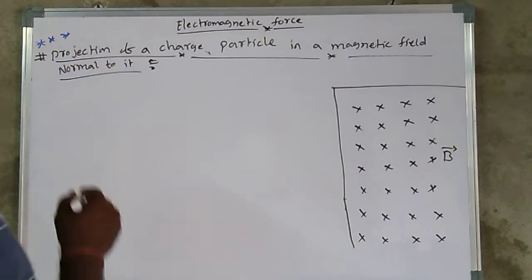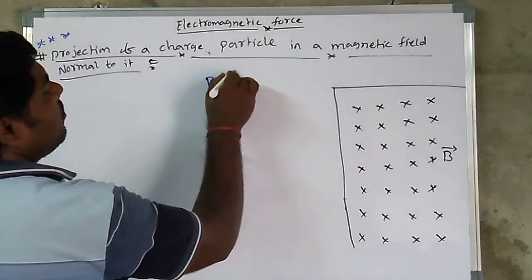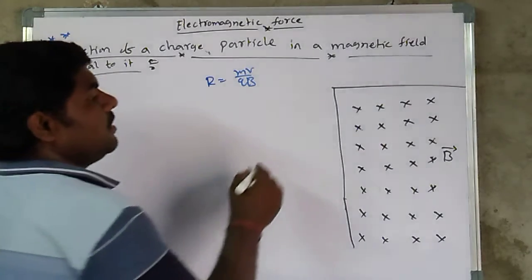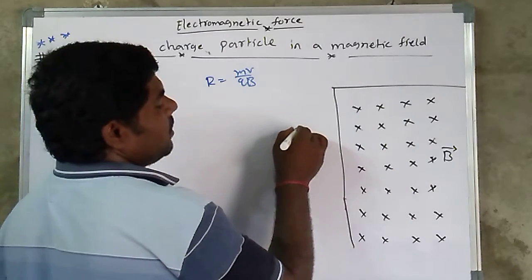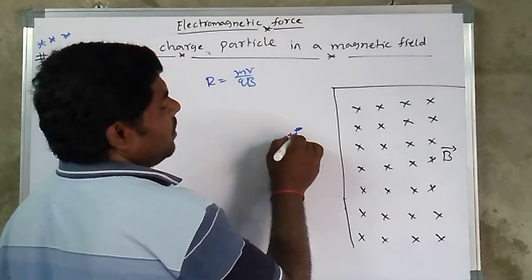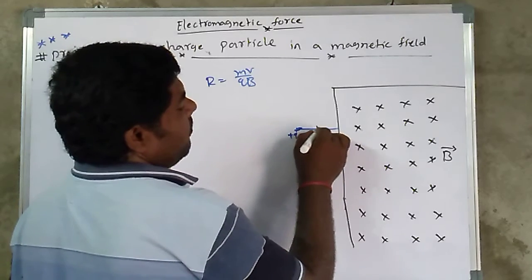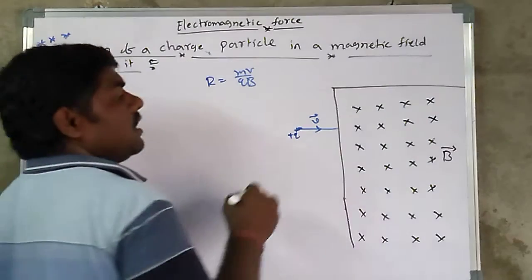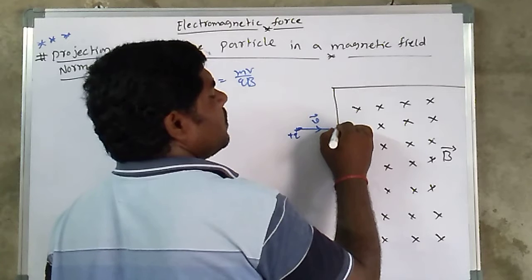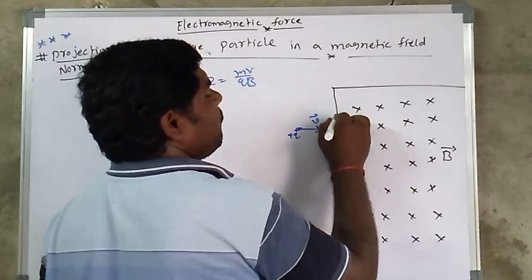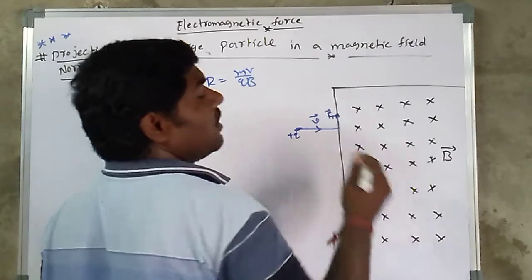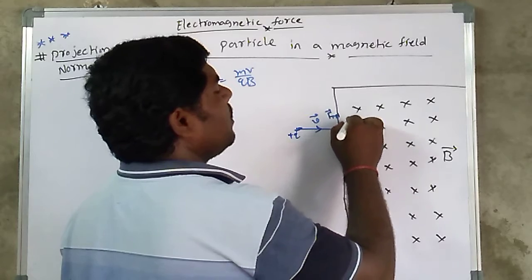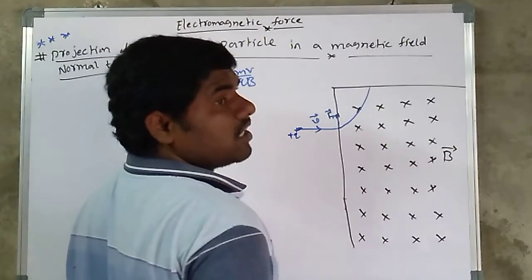Now we know the radius r is equal to mv by qB. So let us consider here one particle, a positive charge particle. This one is moving with a velocity v bar and enters the magnetic field, moving in a circular path. At this point the force direction is upward, according to the right hand palm rule. It enters the magnetic field and moves like this until it reaches the second boundary.